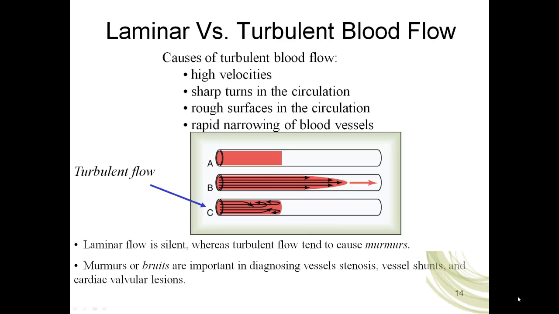Now, this is important for lab as well as lecture. Laminar blood flow is silent. Turbulent blood flow leads to murmurs or bruits, sounds. And in fact, when we get to this lab portion, you're going to learn how we can actually use these murmurs to determine a patient's blood pressure. And you will also learn how silence plays a role in determining a patient's blood pressure. So again, laminar flow, no sound. Turbulent flow, there is sound.